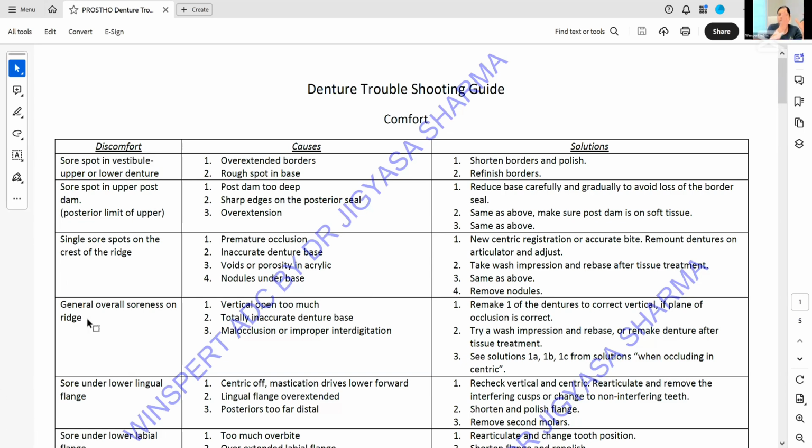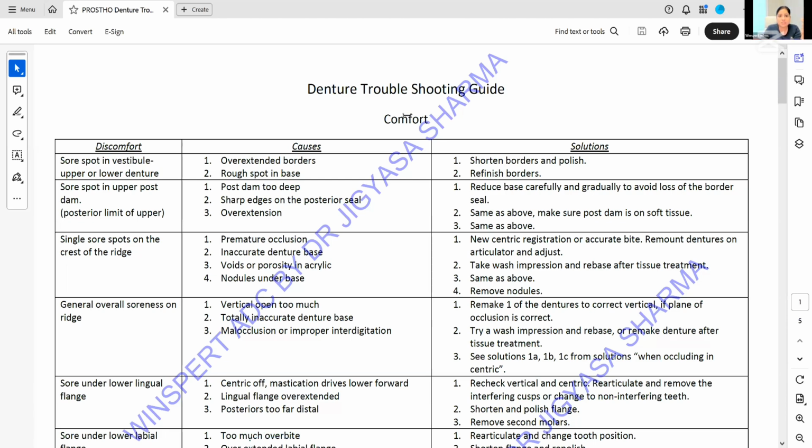The discomfort column covers how you would find and gather that information from the provided history. What would be the cause and etiology? That will help you in diagnosing the problem. And then the solution, which is your clinical treatment. So basically all three clusters are getting addressed related to the denture questions.